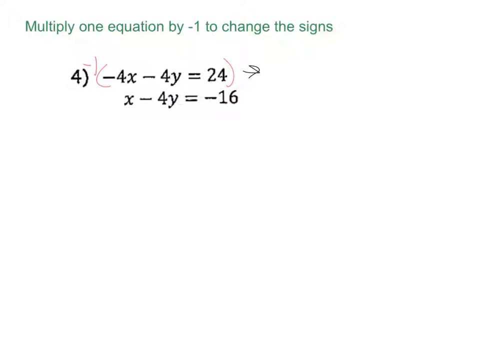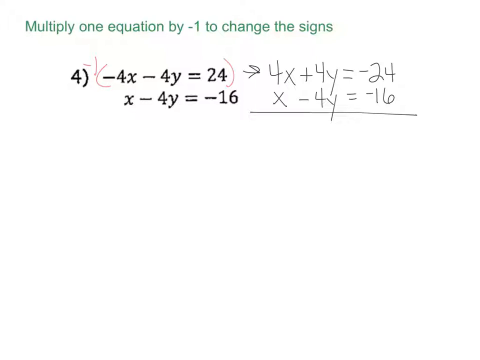Distribute that -1. What's my new equation for the top? Positive 4x, positive 4y, negative 24. So really, if you want to do this in your head and just change the signs, you could do that too. The bottom equation is going to stay exactly the same. Remember, I need them opposite signs. And now my 4y's are opposite signs. Here's my two new equations.